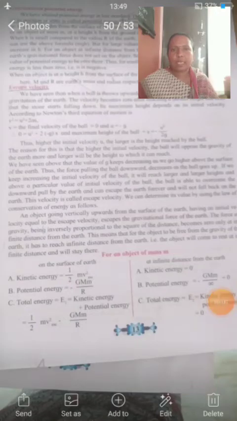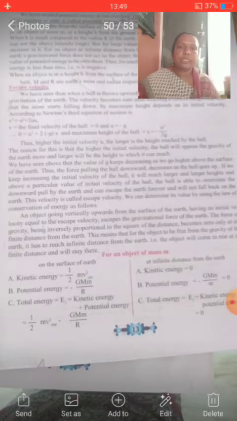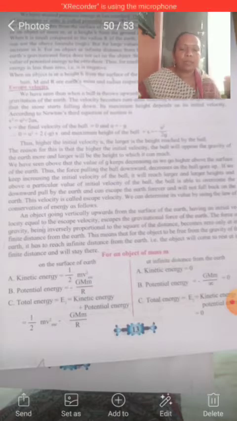Today we will see the last point from lesson number 1, that is gravitation. Our last point is escape velocity. In the last lecture we saw what is meant by free fall and what is gravitational potential energy. Today we will see what is meant by escape velocity.